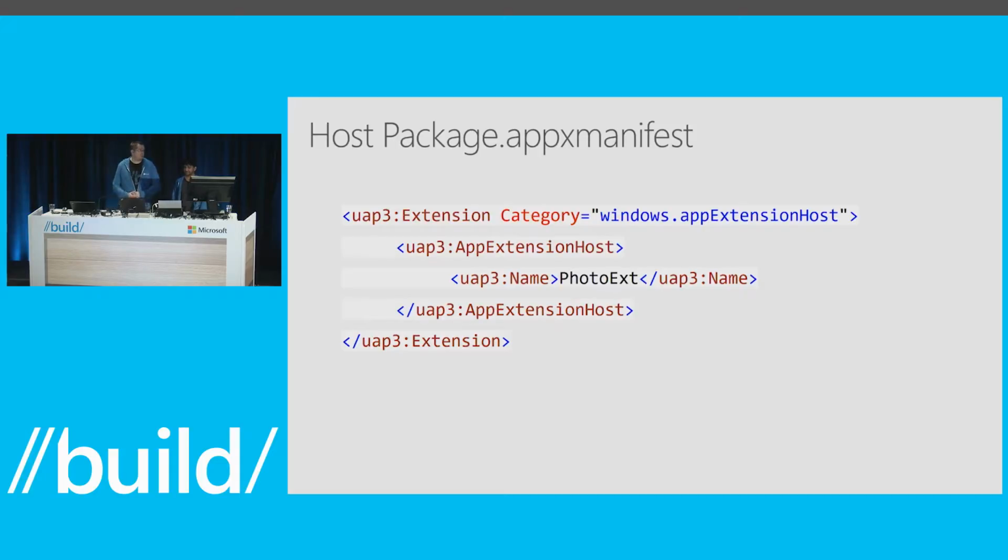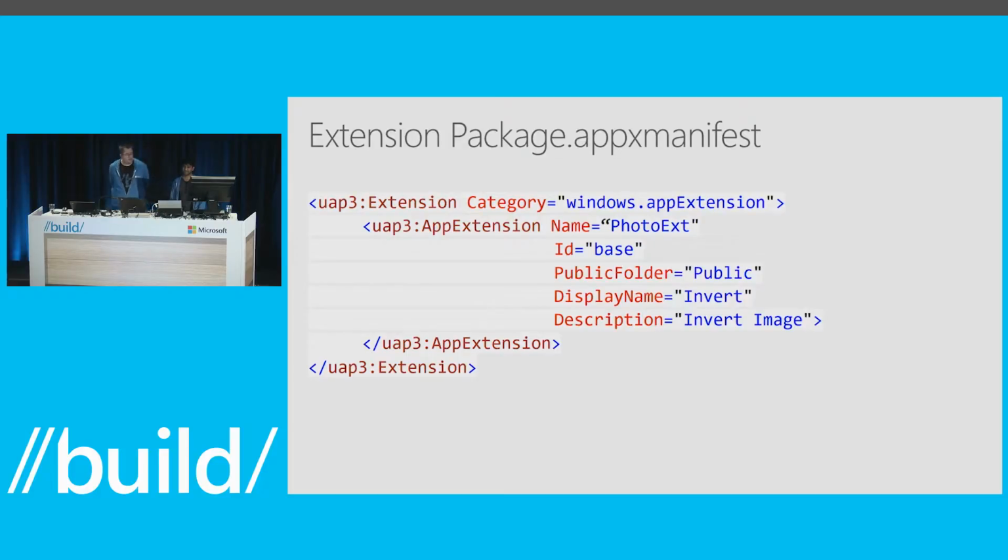First one is the host app here, which is a really simple declaration. You just add a new category called Windows App Extension Host, and then you add the name of the extension. You kind of create your own namespace, whatever you want it to be. And then once you have the namespace, you can move along.